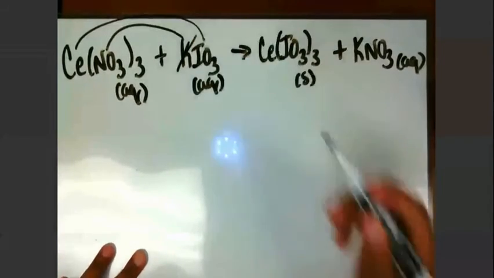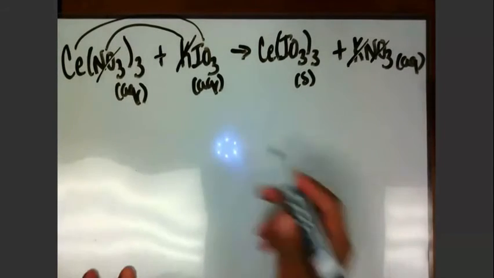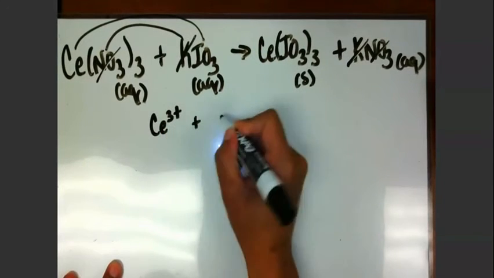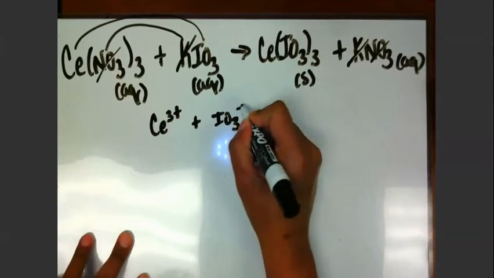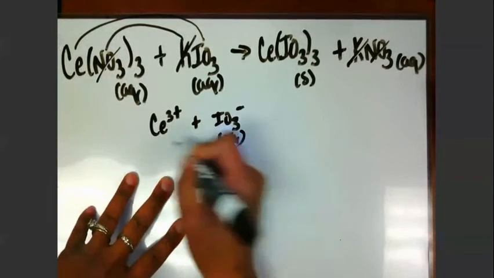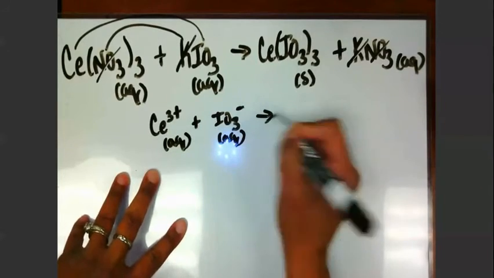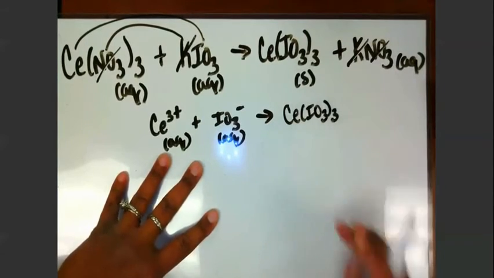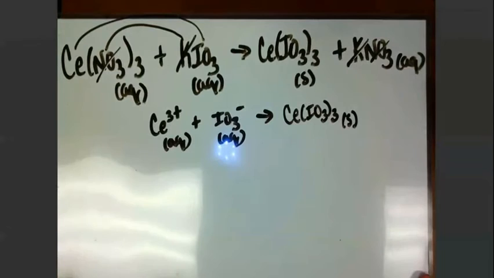Potassium is a spectator ion and nitrate is a spectator ion. So since potassium and nitrate are spectator ions, the actual net ionic reaction would be Ce3+ plus IO3- yields Ce(IO3)3 solid. Then they gave us values, so I'm going to use those values to get to the concentrations of the ions that are going to be present there.